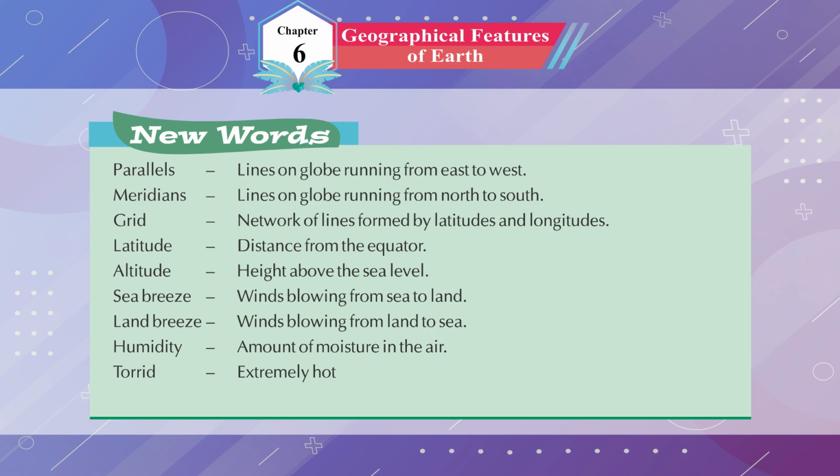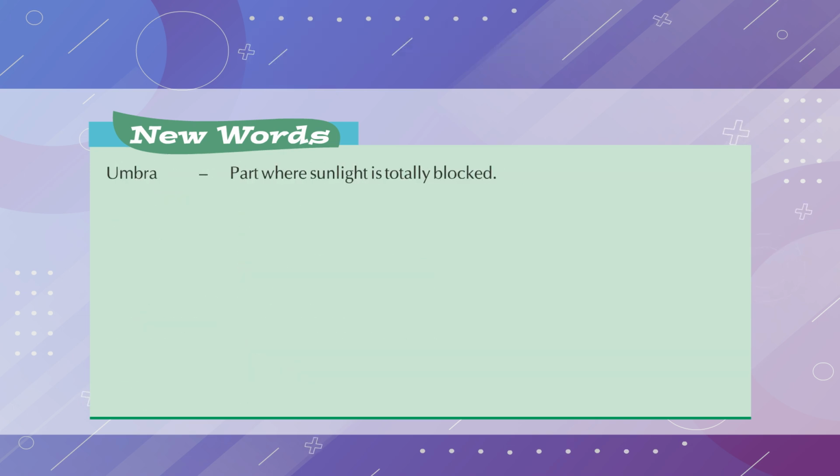Torrid, extremely hot. Eclipse, to hide. Umbra, part where sunlight is totally blocked. Penumbra, part where earth partially blocks the sunlight.